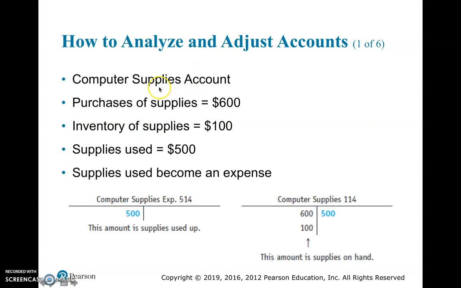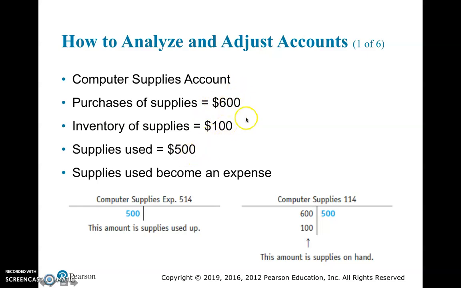So in this example, when we started the period, we purchased supplies for $600, but now when we take an inventory of our supplies, basically we go and count our supplies, we only have $100 worth of supplies left. So therefore, we conclude that $500 of supplies must have been used, which is the difference between $600 and $100.